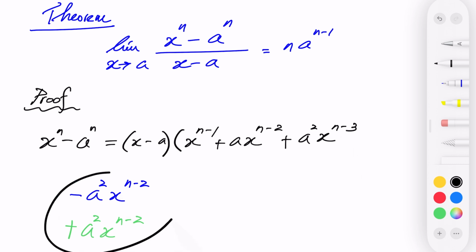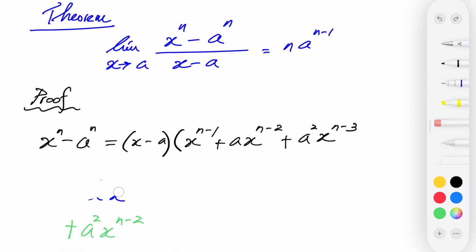Now, these two terms are cancelled. However, while those two terms are getting cancelled, I have also created another unnecessary term. That is by multiplying this negative a right here with the term right here. When I multiply those two terms, we get a negative a cubed x^(n-3) term. Once again, we need to get rid of that term as well.